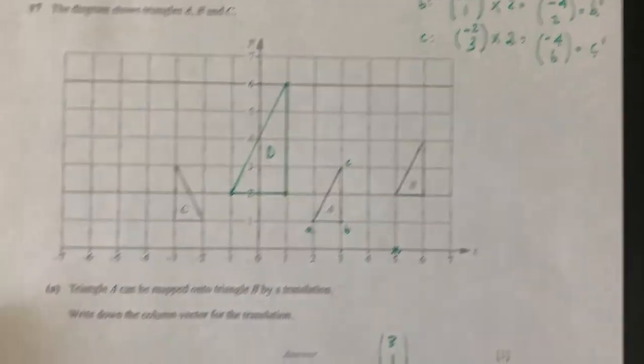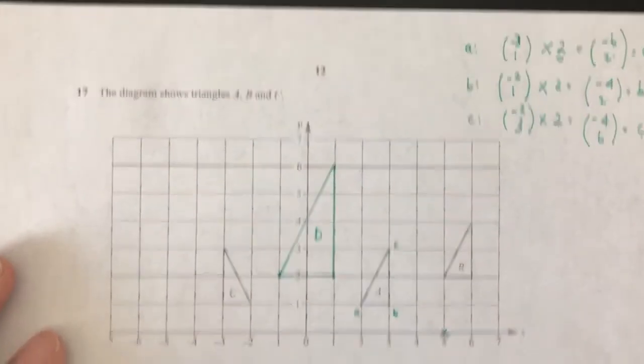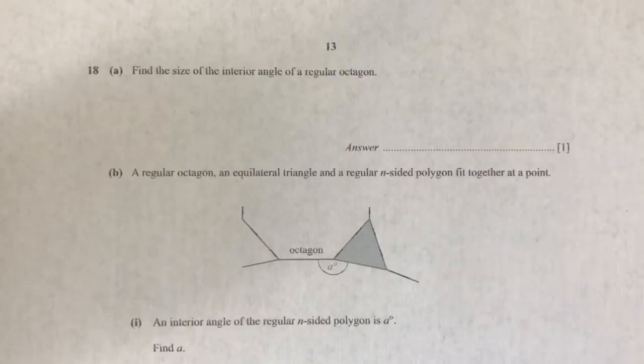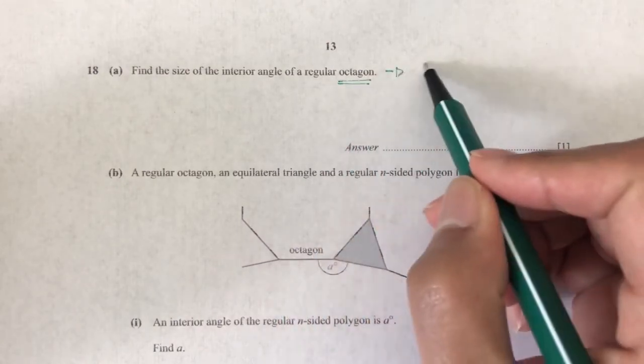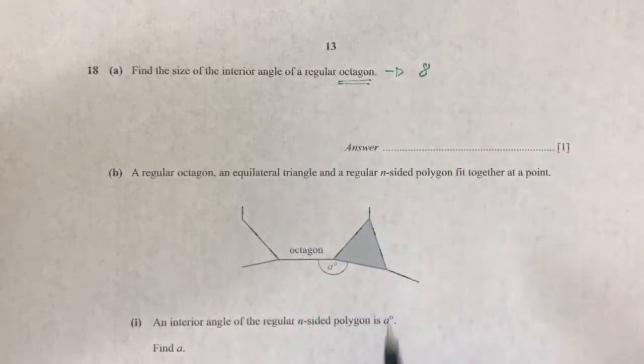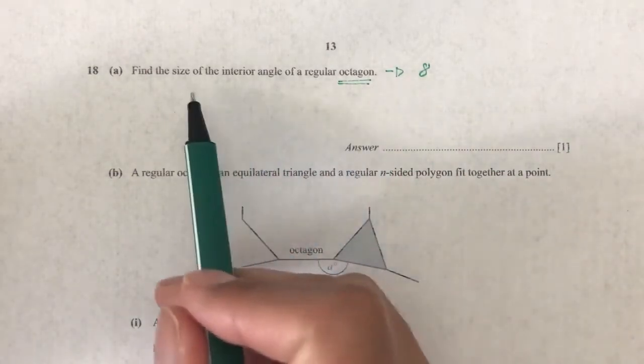Okay, and that's it for question number 17. Question number 18, part A. Find the size of the interior angle of a regular octagon. So how many sides does an octagon have? It has 8 sides. So to find the interior angle, we first have to find the sum of all the angles.